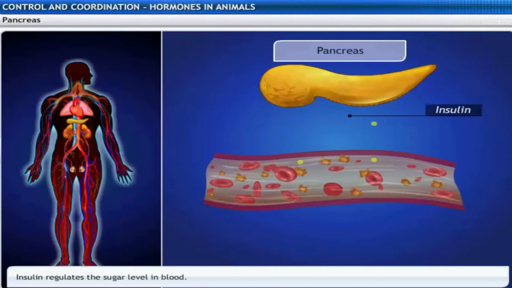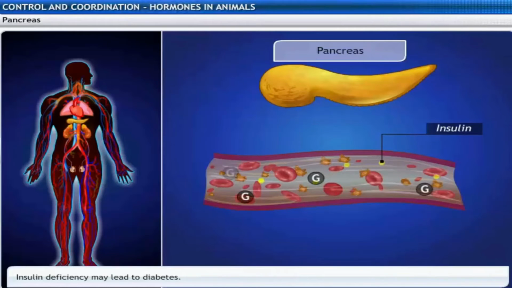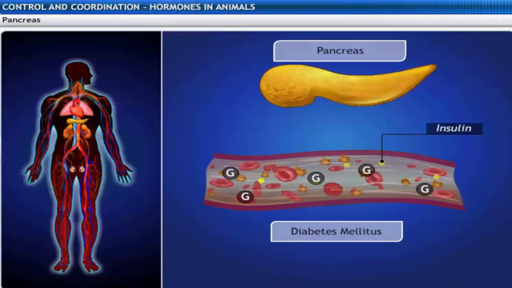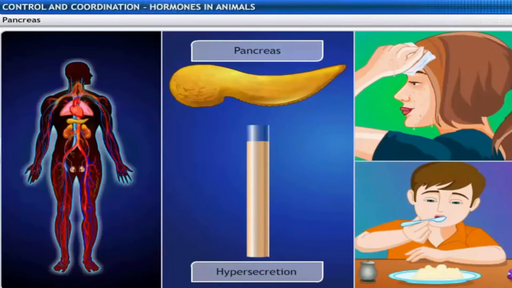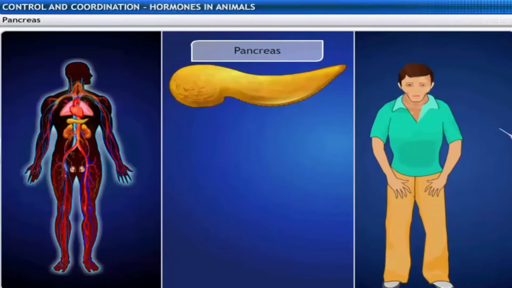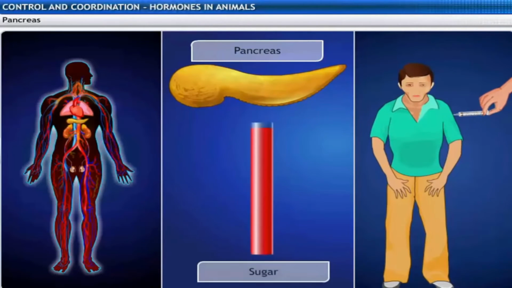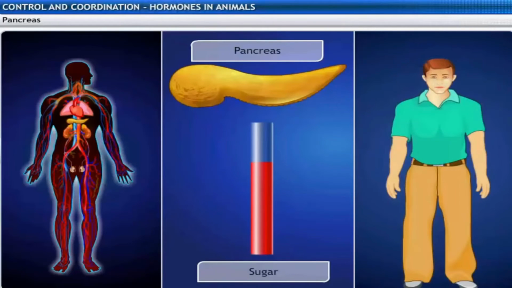Insulin regulates the sugar level in our blood. If the insulin hormone is secreted in small amounts, the sugar level in our blood rises and causes a disease called diabetes mellitus. Hypersecretion of insulin causes hypoglycemia, sweating, and hunger. Diabetic patients may be given injections of insulin to control the sugar level in the blood.